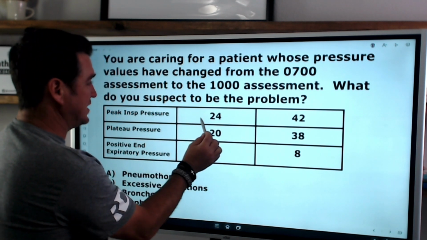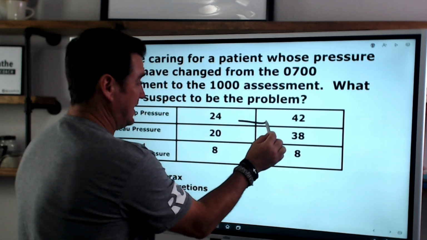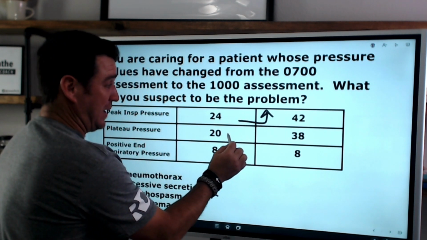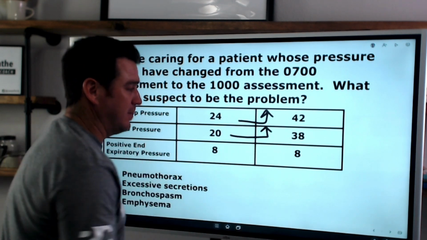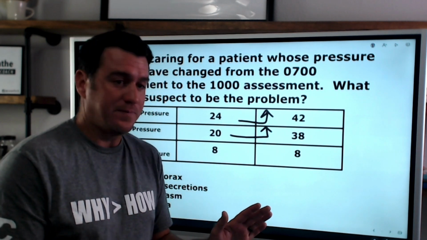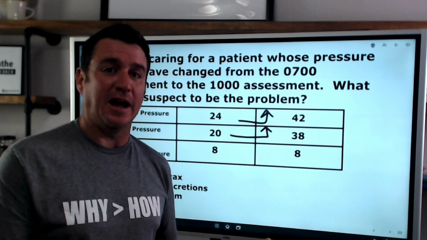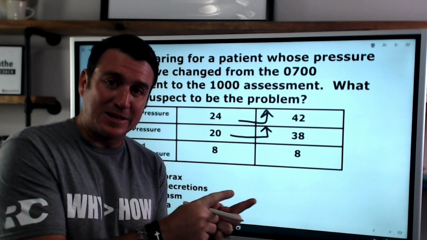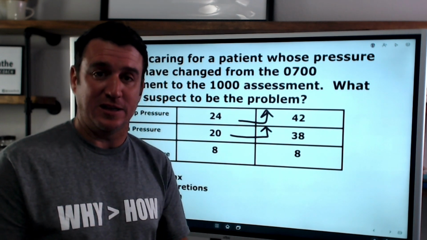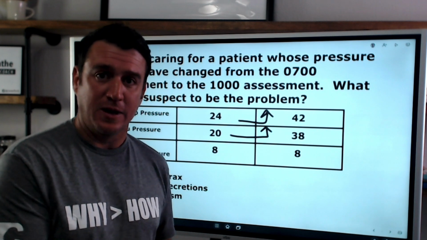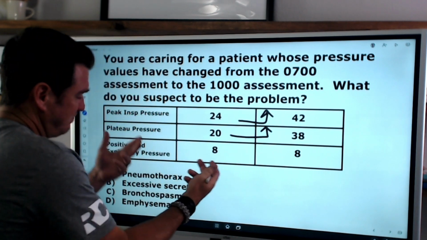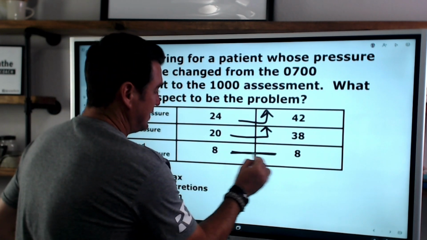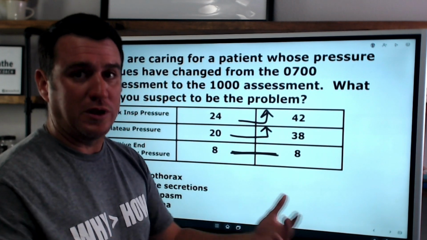So we look at our peak inspiratory pressure. We see that it has gone up. We look at our plateau pressure and it has gone up. Now that right there is probably enough to know the answer to this question. If your plateau pressure changes significantly, you have a parenchymal problem. We already know that. Our PEEP stays the same. Why? Because we're controlling PEEP.